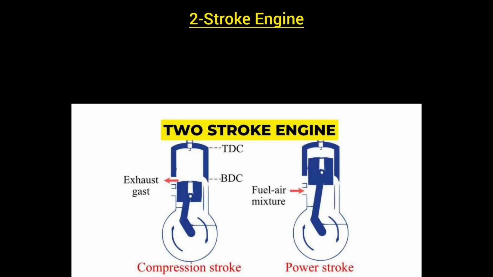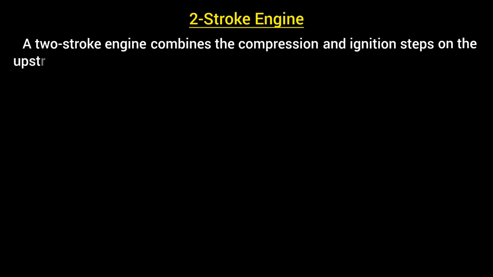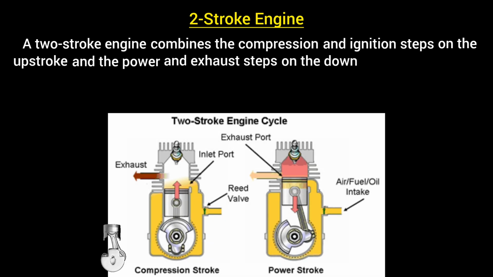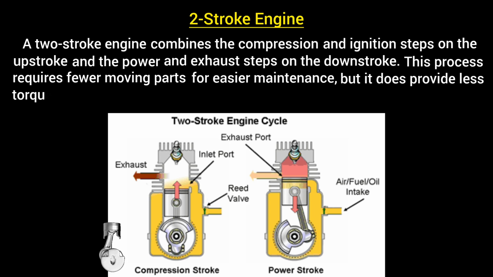Two-stroke engine. A two-stroke engine combines the compression and ignition steps on the upstroke and the power and exhaust steps on the downstroke. This process requires fewer moving parts for easier maintenance, but it does provide less torque.